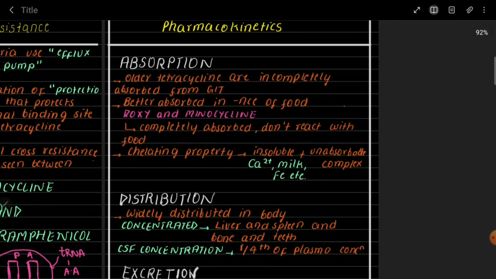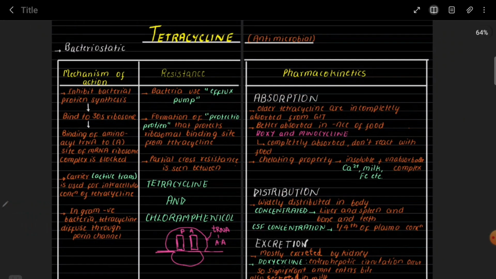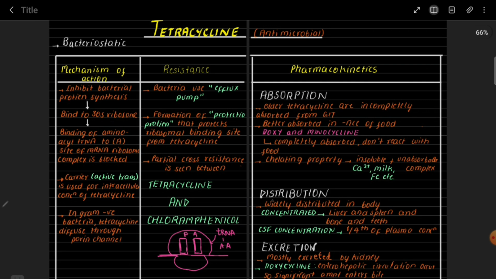A very, very important property of tetracyclines is the chelating property. This means that they form insoluble and unabsorbable complexes in the presence of calcium, milk, and iron. This is a very important property, and we will recall it again when we go to the adverse effects. Distribution.